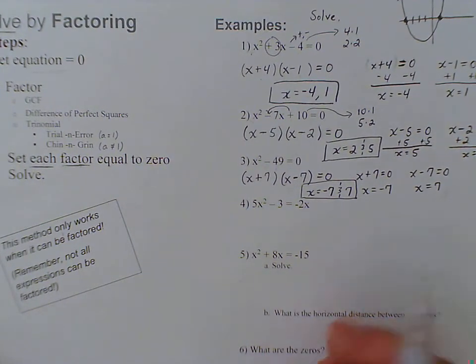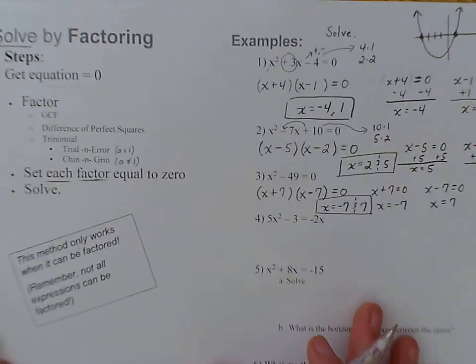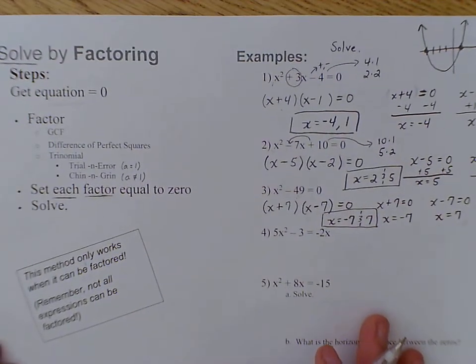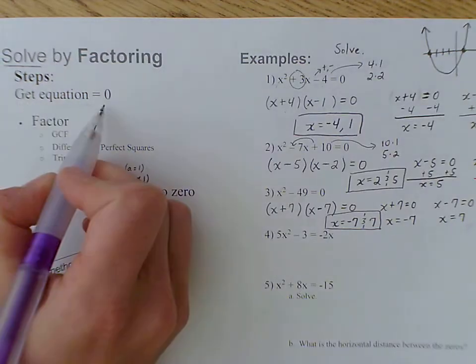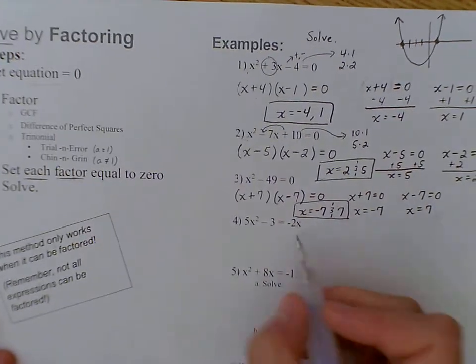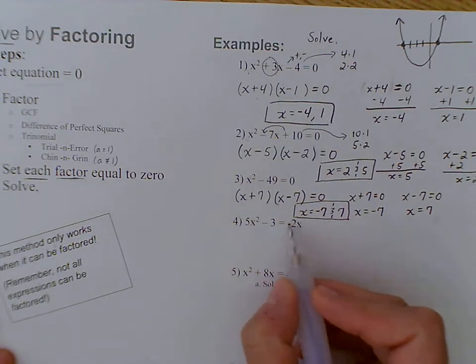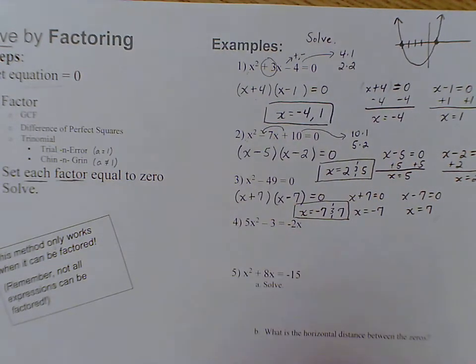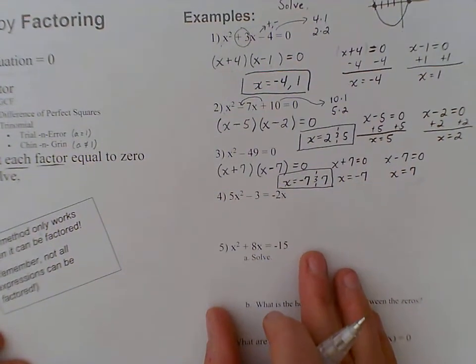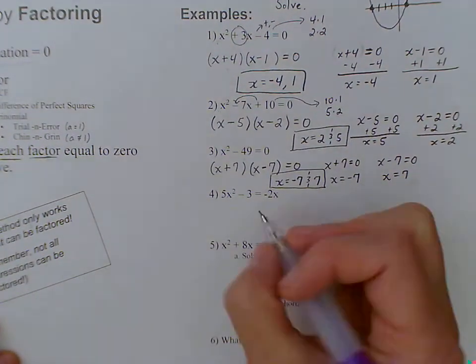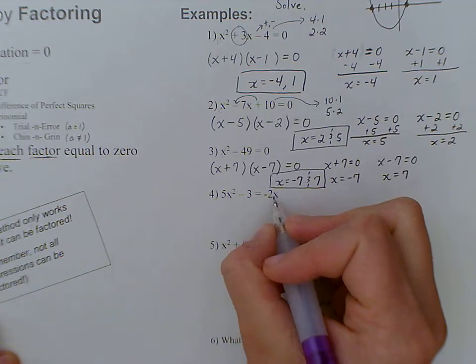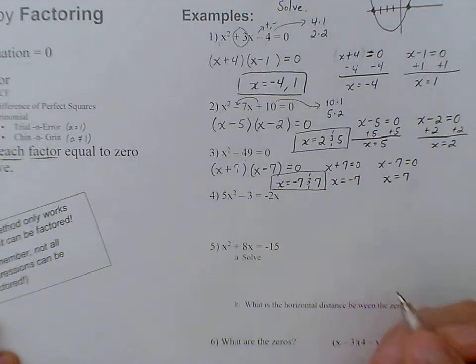Okay, so the next one. All right, so if we still have to solve it by factoring, first goal, make sure your equation's equal to 0. Notice this one is not equal to 0. So that means I have to do a step before I can start the factoring part, okay? So you've got to get this to the other side so that it is equal to 0.